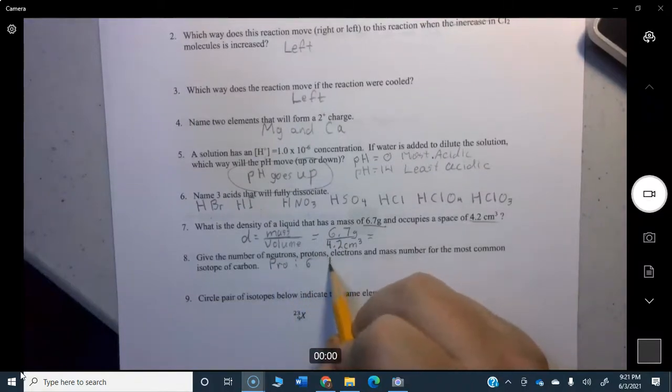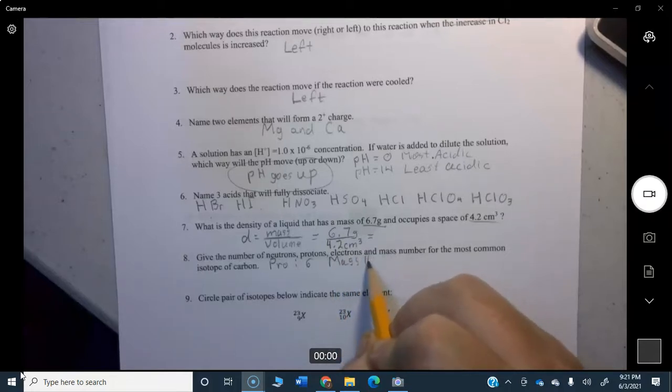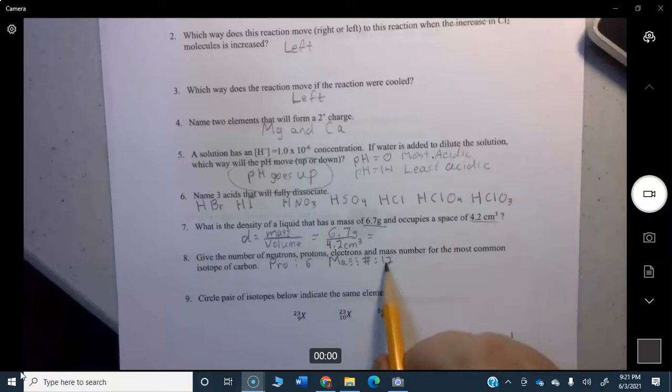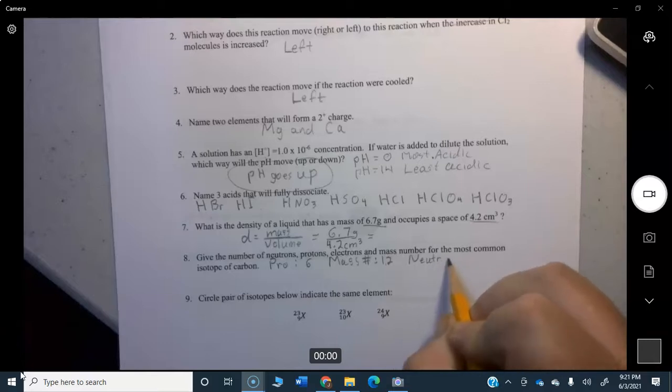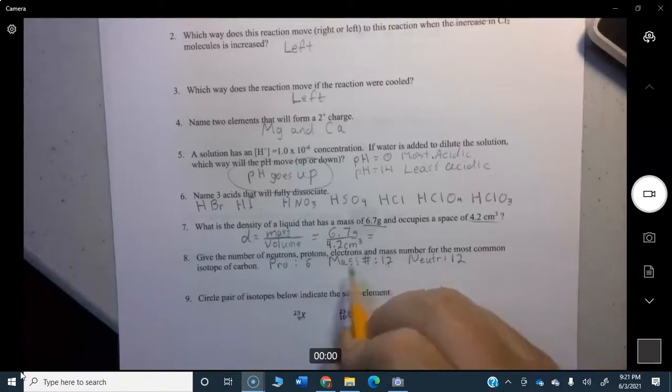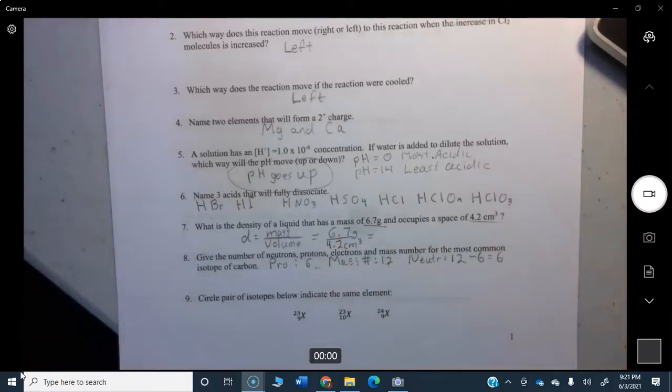Let's do mass number first. So the mass number we just said is 12. Okay, that's the total number of protons and neutrons. That means the number of neutrons, and I'll show you the calculation, is 12, that number minus the number of protons, and that's going to equal 6.